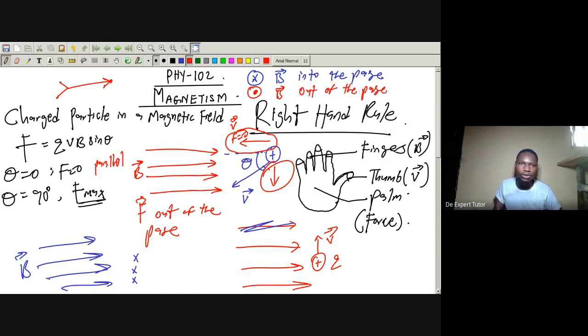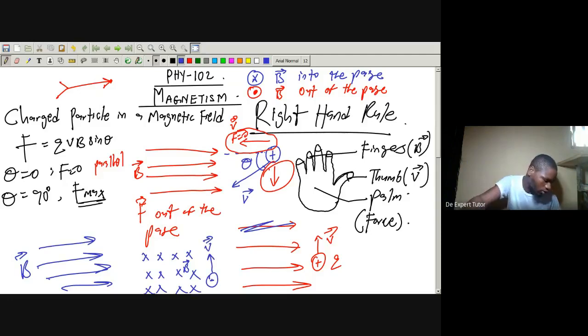Good. So let us look at an example of that. Let me say that you have a case whereby you have the magnetic field this way. If you see this cross, take note of what it means. This is your magnetic field. And then if you observe, this is your velocity. You have a negative charge moving in this direction. Now, what will be the direction of the force?